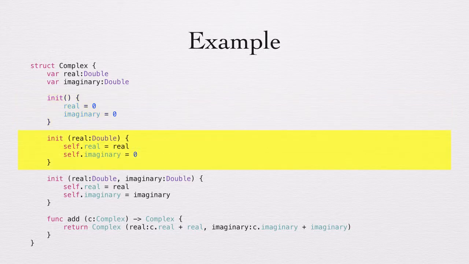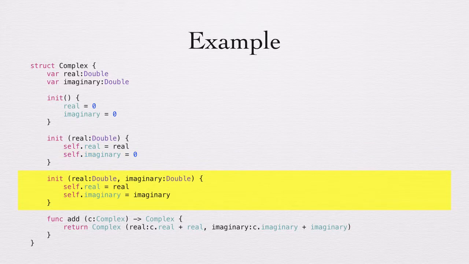The second initializer takes one parameter called real. In the body, it copies the parameter value into the property value. Note that both parameter and the property have been given the same name. To distinguish between the two, we use self keyword. The self.real refers to the property variable and just the real term refers to the method parameter. The imaginary property is then set to a value of 0 in the second statement.